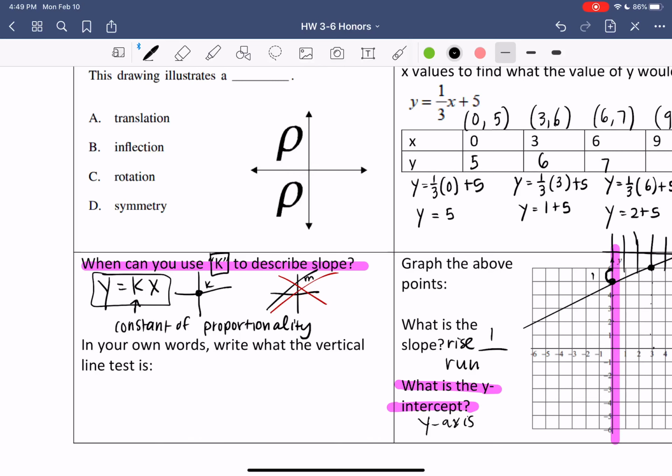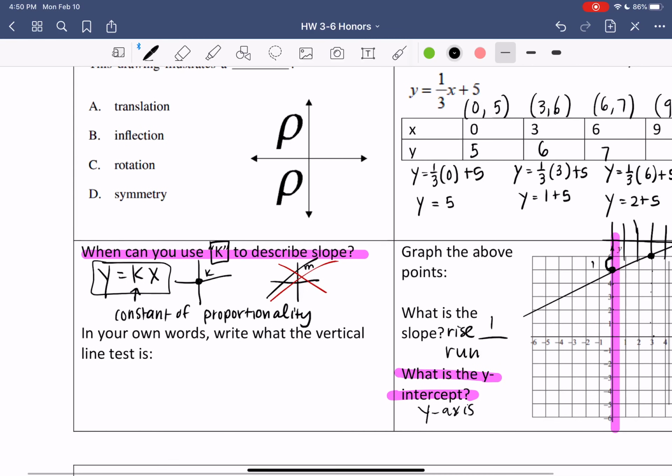And then going down here, it says, in your own words, write what the vertical line test is. So I guess if I were to draw a graph, and I drew a graph weird like this, what would you be able to use in order to tell what the vertical line test tells you? How does it help you determine something?